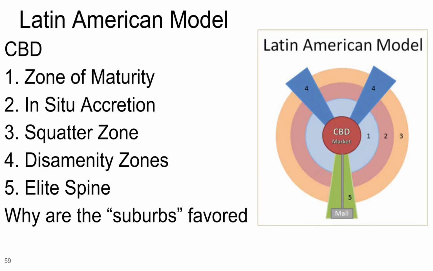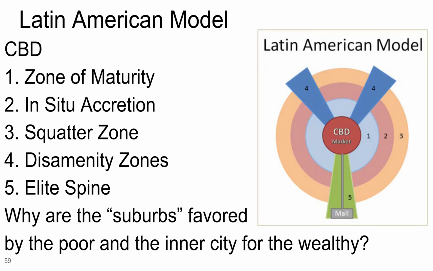And it's all about transportation. Why are the suburbs favored by the poor and the inner city for the wealthy? The answer is transportation. The wealthy, it's easy for them to get there, and the poor, it's very difficult for them to get to the central business district to work because they live so far away, because the land here is more expensive. So because of transportation, it's better to live close to the central business district than it is to live far away from the central business district.